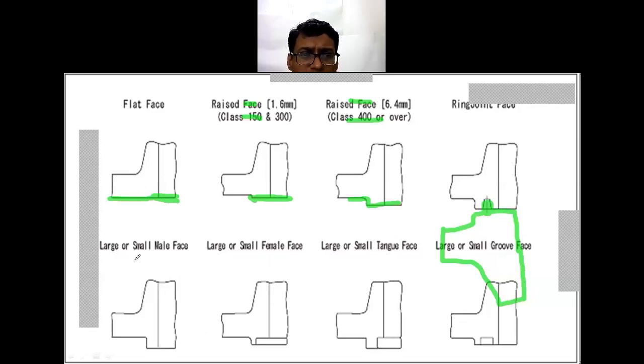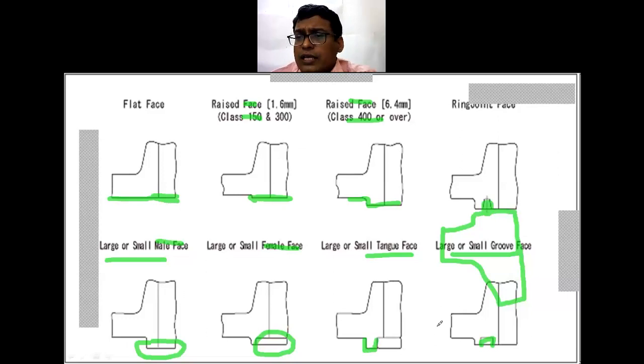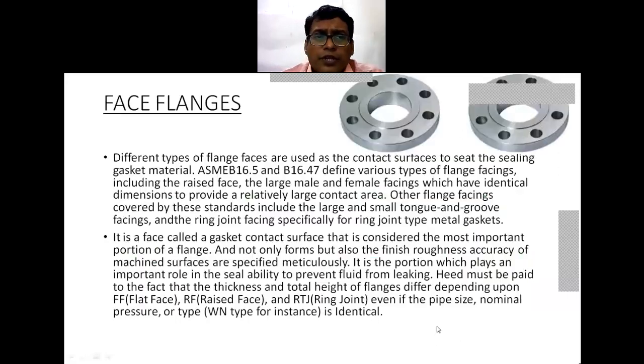Then the larger small male and female flange. This is the male flange and this is the female flange. The protruding section that is available here and the groove that will be available in the female flange. Then it's a tongue and groove that will be available. Then a larger or smaller groove face flange. This is the groove that is available, and this is the tongue that will be available. So tongue and groove flanges will be available.